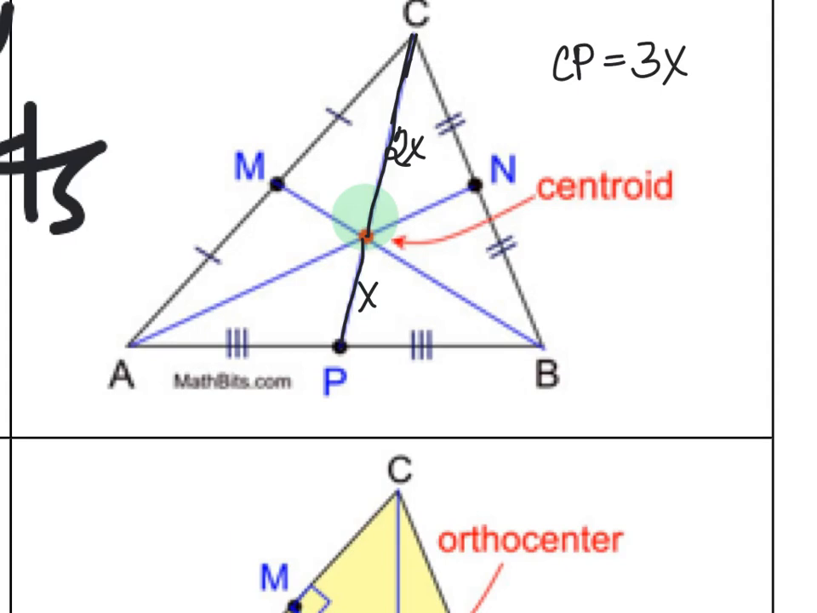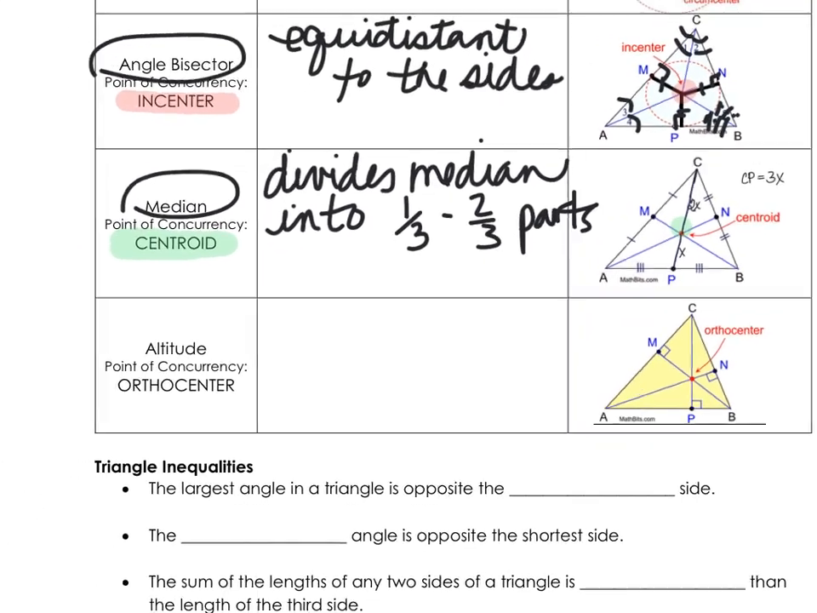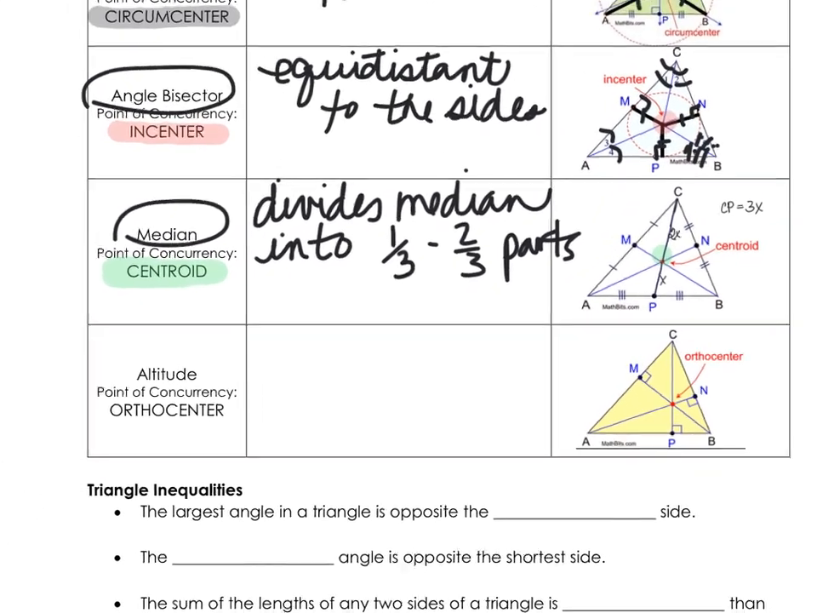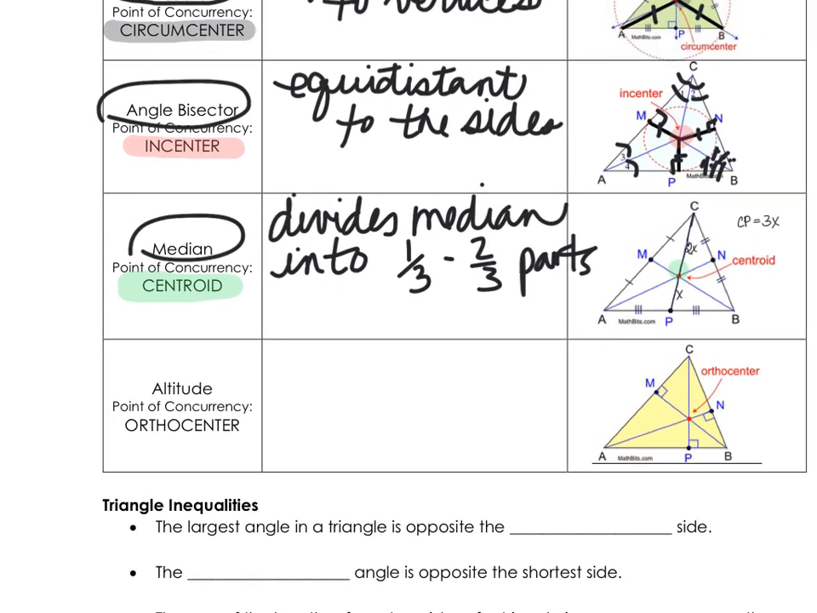The altitude is intersecting at the orthocenter. And that's right there. The altitude is vertex to the side, but it's perpendicular to the side.